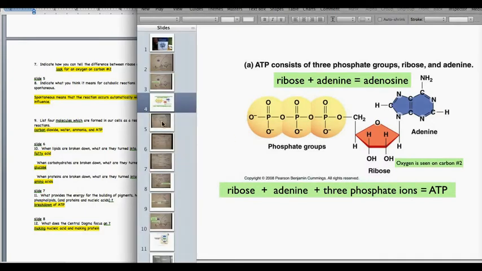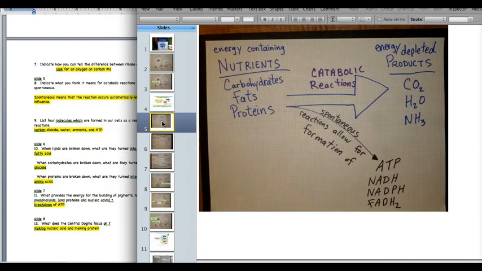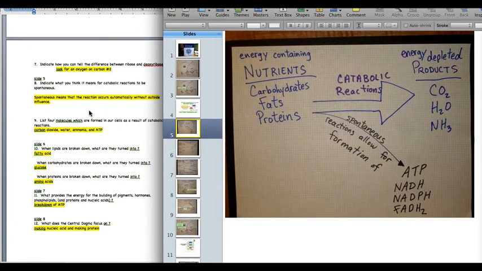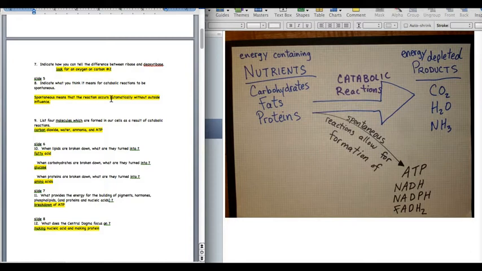I think most people did pretty well looking at these. It's pretty straightforward looking at my pictures here. But please try to remember, catabolic reactions mean it's breaking down, and that happens automatically. We don't need any outside influence. Things that break down spontaneously break down automatically.